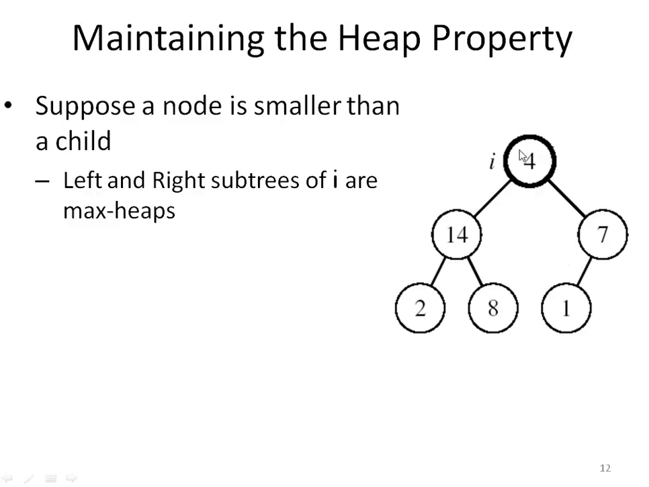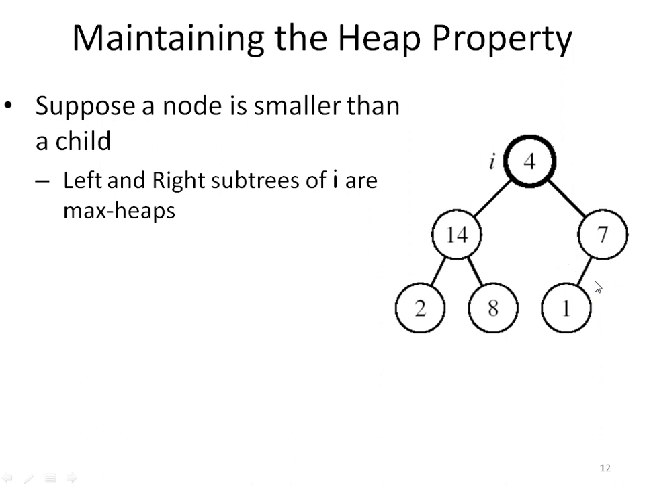Discussing the concept of maintaining the heap property in a max heap, we are working with index position I. In order to maintain the heap property, our first assumption is that if I'm working with index position I, then the left child of I as well as the right child of I should satisfy all the properties of a max heap. In this particular case, if I look at the left subtree, then 14 is a root and it has two children, 2 and 8.